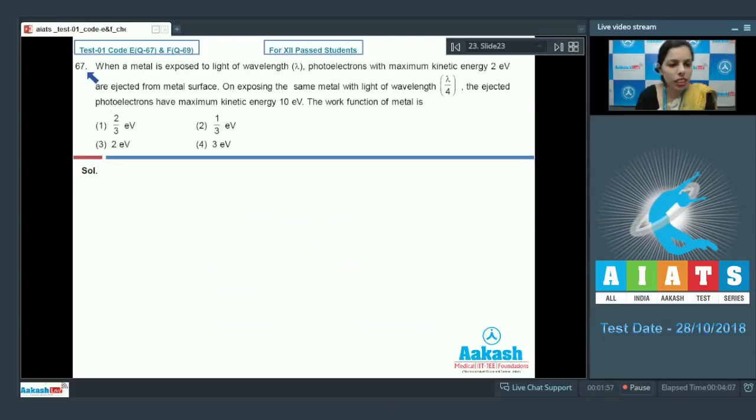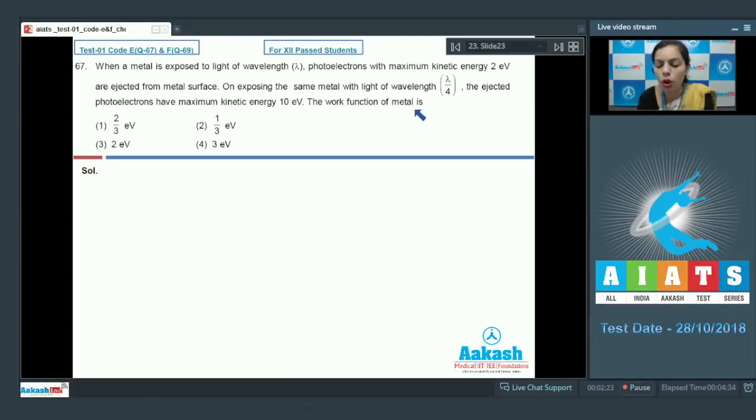Now, after this, question number 67. When a metal is exposed to light of wavelength lambda, photoelectrons with maximum kinetic energy 2 electron volt are ejected from the metal surface, the photoelectric effect. Now, on exposing the same metal with light of wavelength lambda by 4, it means the wavelength is reduced to 1 by 4, the ejected photoelectrons have maximum kinetic energy 10 electron volt.